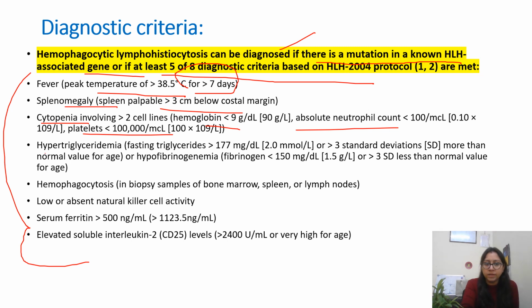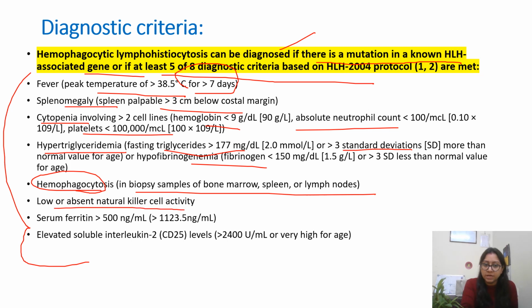Then the fourth point is hypertriglyceridemia, that is fasting TG levels should be more than 177 or more than 3 standard deviation, or hypofibrinogenemia, that is low fibrinogen levels, less than 150 milligram per deciliter. Then hemophagocytosis presence in biopsied samples, maybe bone marrow, spleen or lymph node. I'll show you the images of bone marrow aspiration and biopsy, which we found positive for hemophagocytosis in both our cases. Then low or absent natural killer cell activity, and hyperferritinemia. Ferritin levels would be more than 500 nanogram per ml.